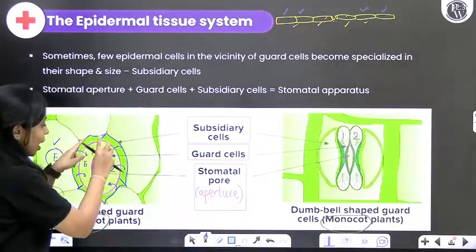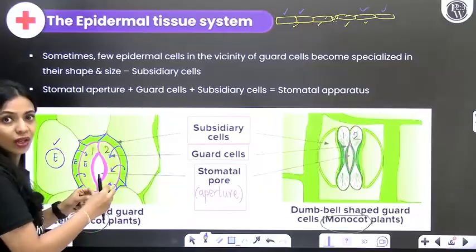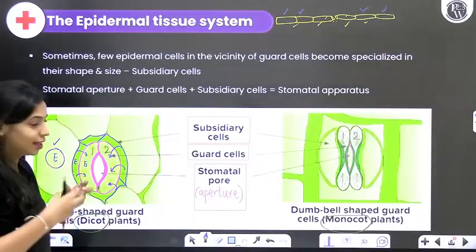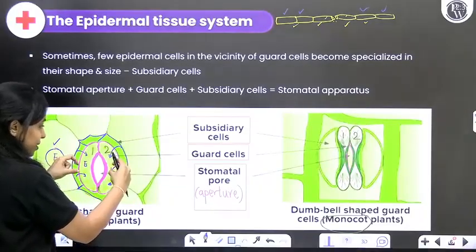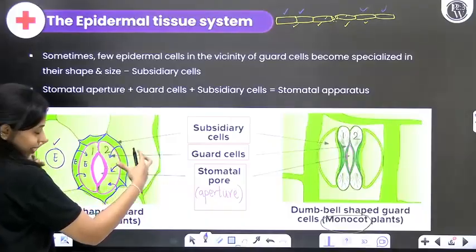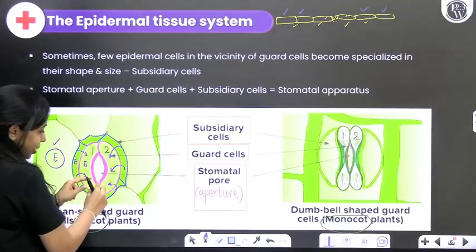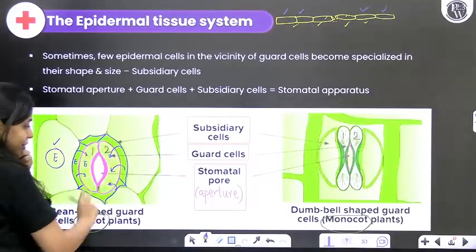I told you that this outer wall is elastic, it is thin and elastic. So when more and more water enters, it will start expanding. As it expands, it will pull these thick walls away and create the pore.